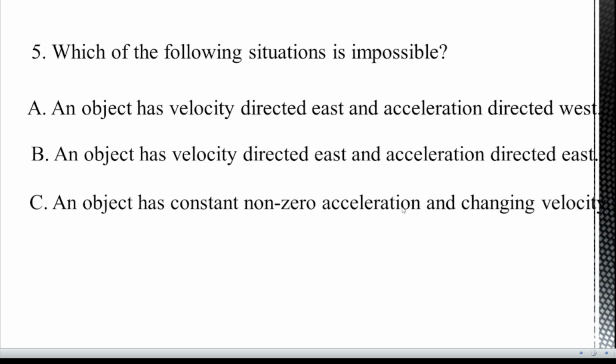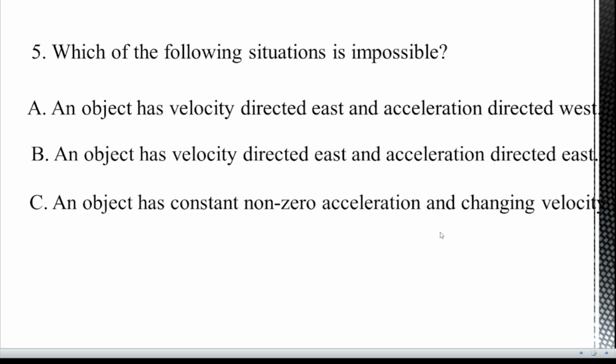Choice C says an object has constant non-zero acceleration and changing velocity. This is completely correct. Despite the fact that acceleration is constant, we may say there is a variation of the velocity. For instance, take acceleration as an example, 2 meters per square second.